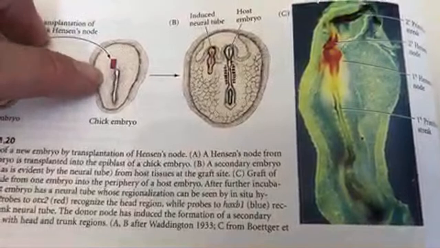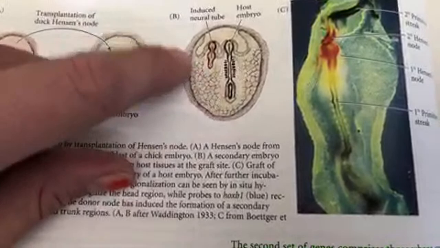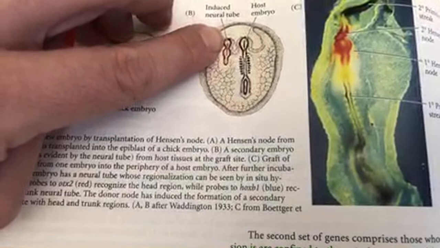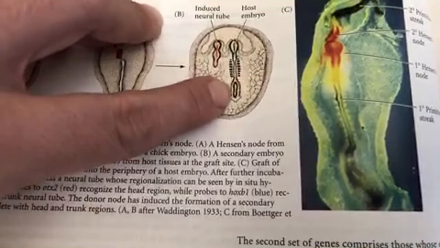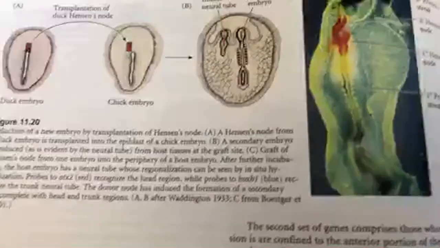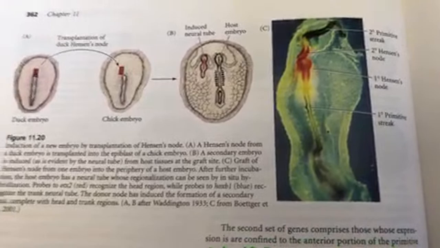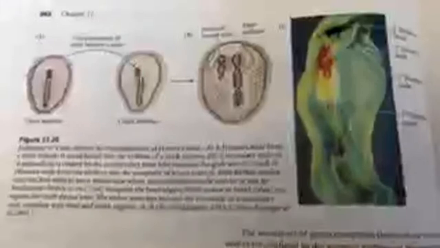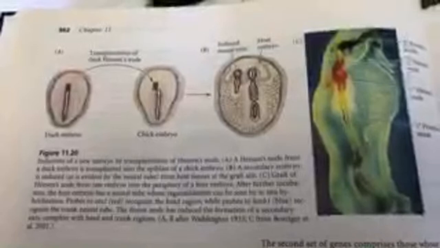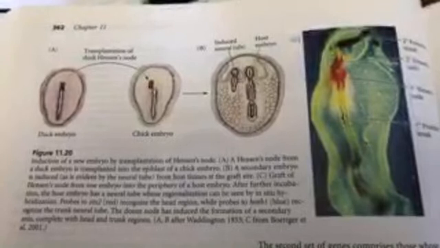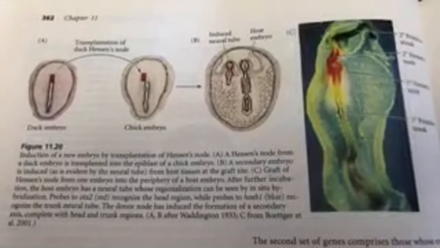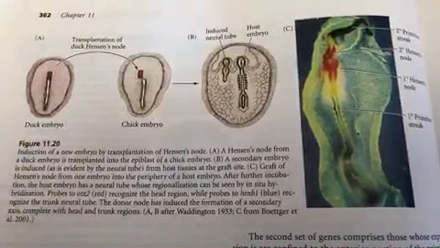Okay, so here the chicken's still developing, and then they put the duck Hensen's node inside the chick embryo, and it starts creating its own neural tube alongside the chick. And then C here, graft of Hensen's node from one embryo into the periphery of a host embryo. After further incubation, the host embryo has a neural tube whose regionalization can be seen by in situ hybridization probes to OTX2 red recognize the head region, while probes to HOXB1 blue recognize the trunk neural tube. The donor node has induced the formation of a secondary axis complete with head and trunk regions.